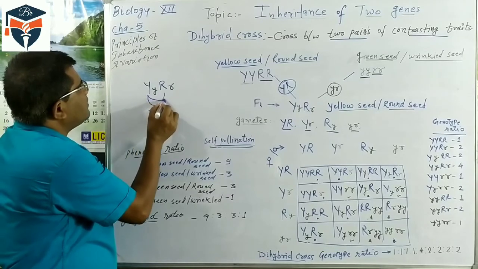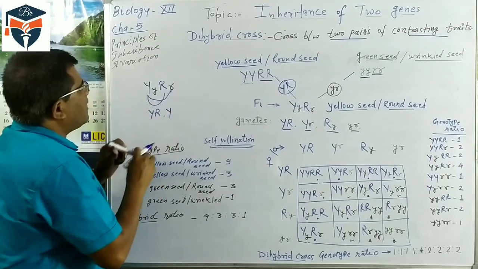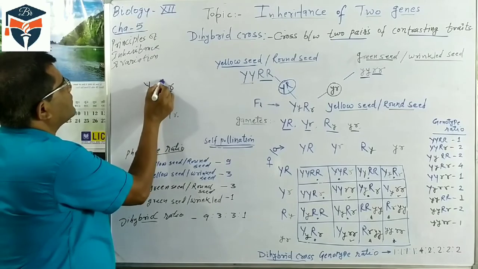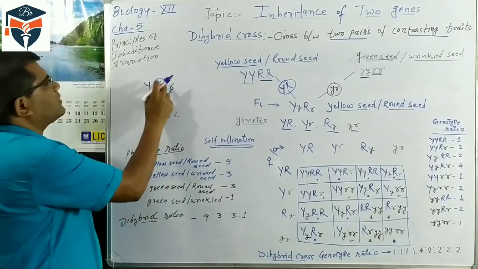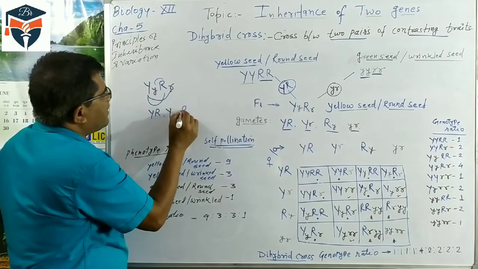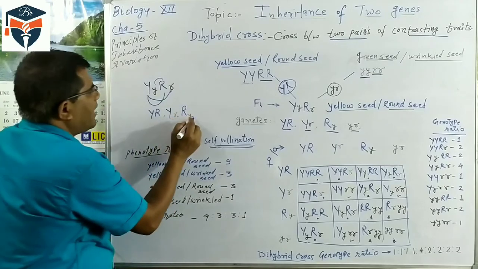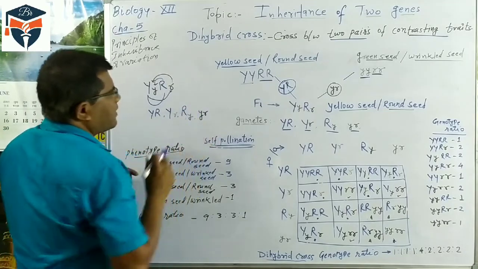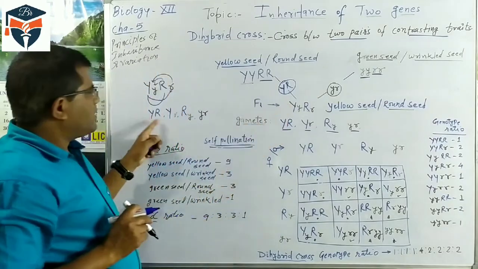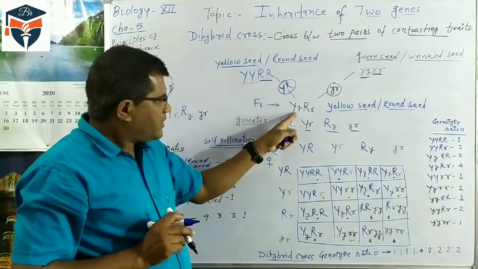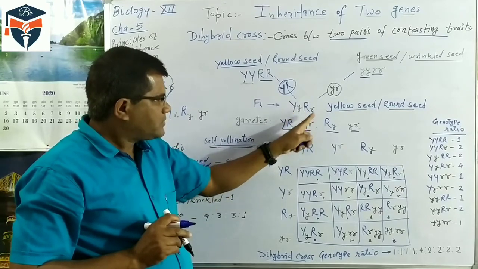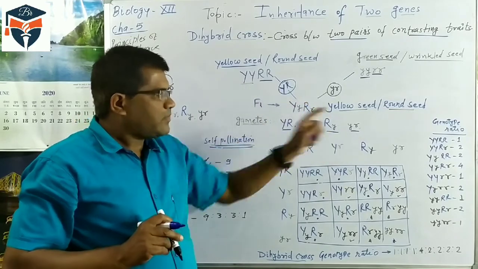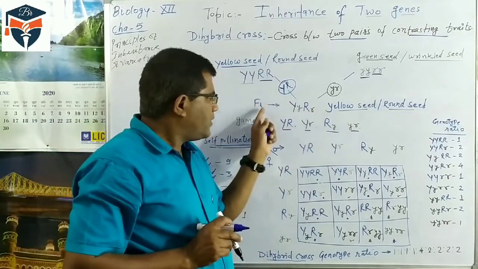Then this capital Y can combine with the small r, so the second will be capital Y and small r. Third gamete, this small y combines with the capital R, so I write capital R and small y. And the last one is small y and small r. So from this F1 hybrid, we get four gametes: capital Y capital R, first; capital Y small r, second; capital R small y, third; and small y small r. These are the gametes of the F1 progeny.